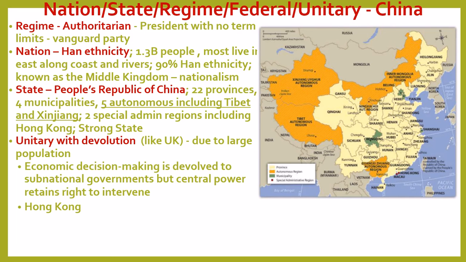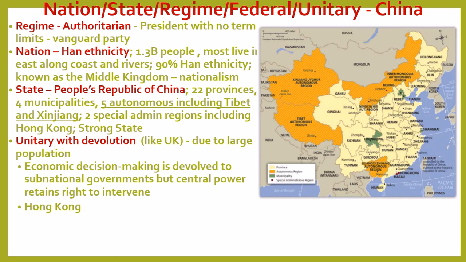There are also 2 special administrative regions. This is also very important. And the reason they're special administrative regions is that they've been given a little more autonomy. Look at Hong Kong. Hong Kong is a special administrative region, and they technically have a different government than China. And there is ongoing tension between Hong Kong and China as a result of the fallout of that. It is a unitary system with devolution, like the UK. So China and the UK are similar in this regard.